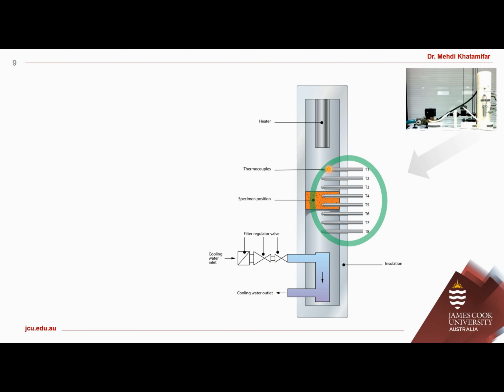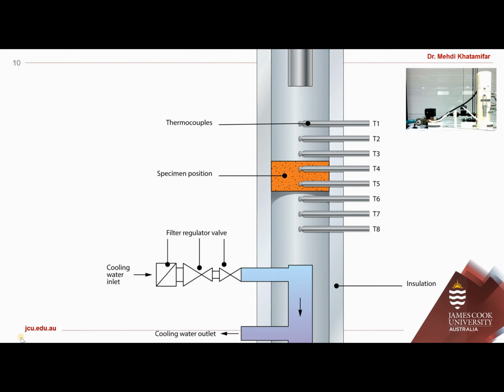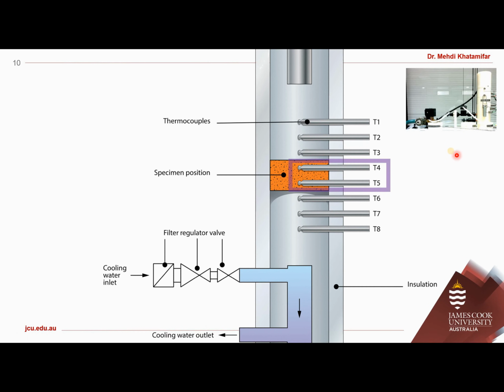8 thermocouples are placed inside this section, 3 for the upper side to see the temperature gradient in the heated part, 3 at the lower part, T6, T7 and T8, and 2 inside a specimen. If you want to investigate and find the thermal conductivity of a specimen, you are just going to need T4 and T5 as they are placed inside the specimen.